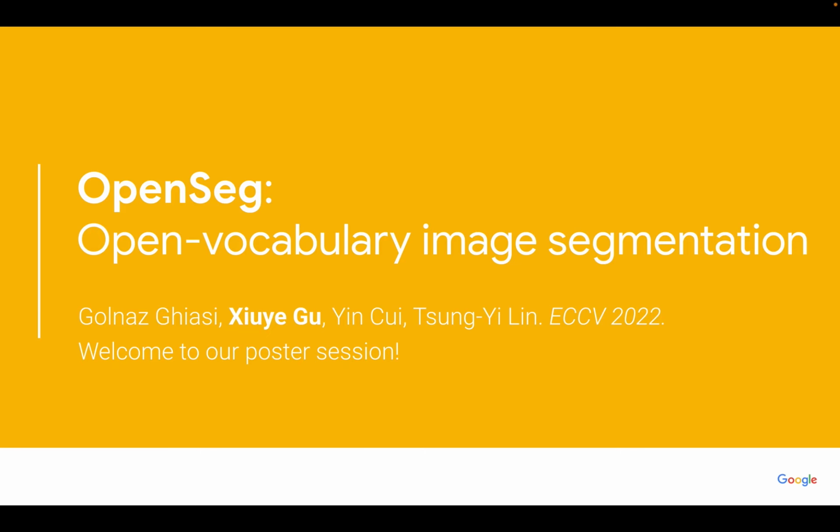So next, I'll talk about our second project in the open vocabulary field. And this time we explore the image segmentation task. This is a joint work with GoNet, In, and Zhongyi. It's accepted to this ECCV. You are more than welcome to join our poster session. And we call this method OpenSeg.